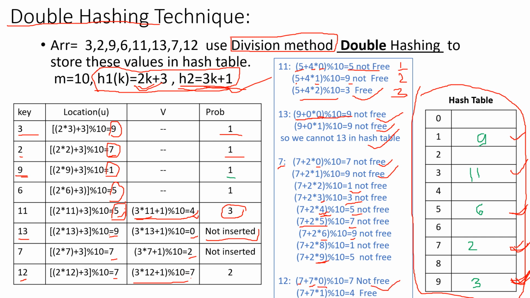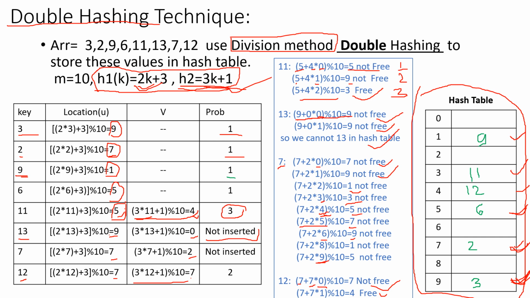Then I is incremented by 1. 7 plus 7 into 1 modulus 10. You will get value is what? 4. Go and check that is 4th index free. Yes, this is free. So 12 is going to store at 4th index. Right? Understood? This is the double hashing.